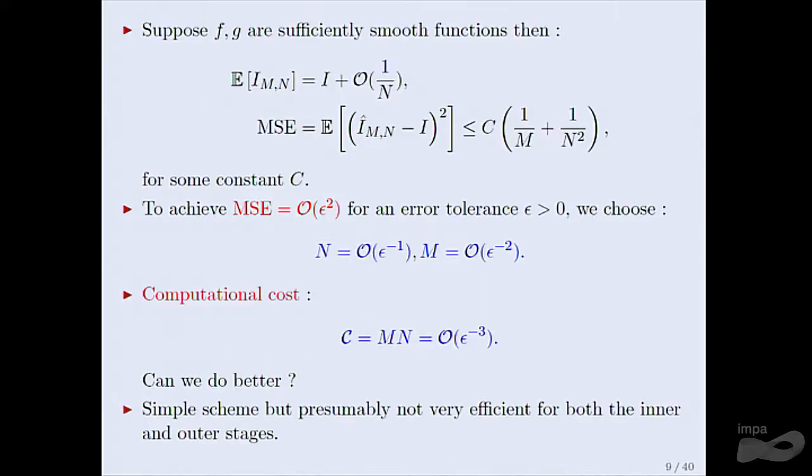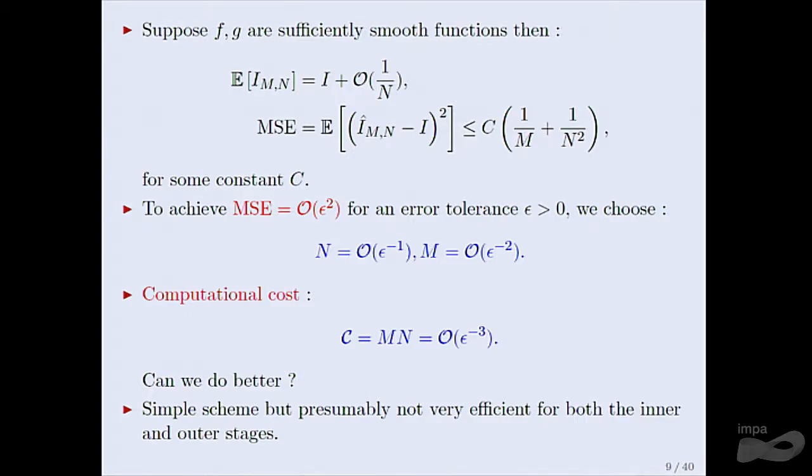Okay, so let us just study this estimator. Suppose you have f and g sufficiently smooth functions. The bias, of course, because of the inner conditional expectation, you have a bias for the estimator, and this bias is of order 1 over n. So that's important. And you can show that by a bias-variance decomposition, the MSE, the mean squared error, is upper bounded by the following. So you see here that if you want to achieve a mean squared error of order epsilon squared, just by taking, remember n is the inner samples and m is the outer samples, if you choose the following orders for the two samples, then you achieve the mean squared error that you wanted.